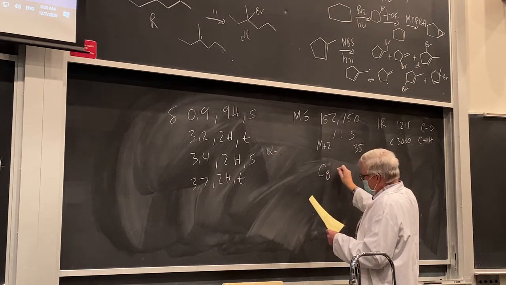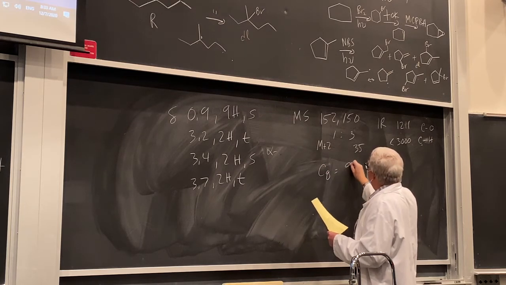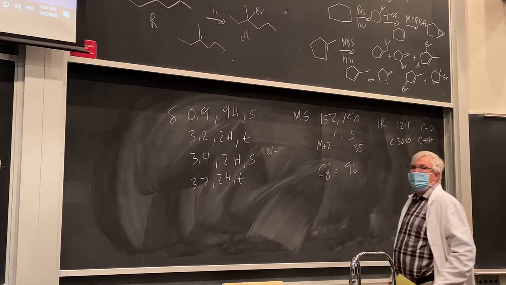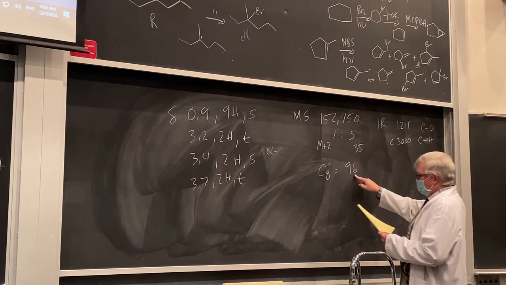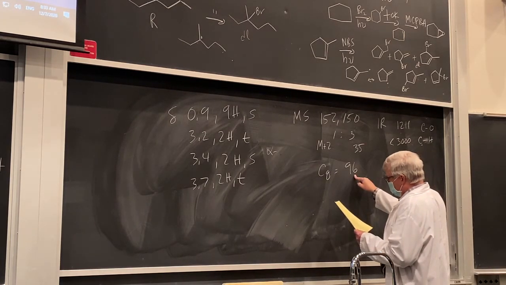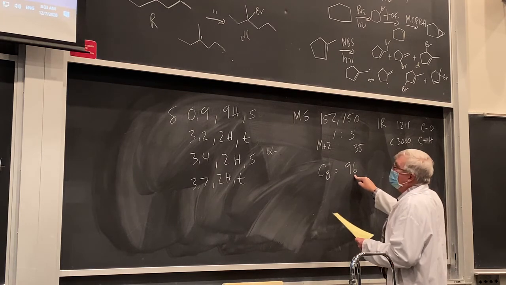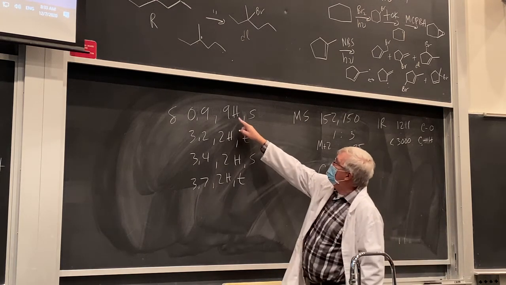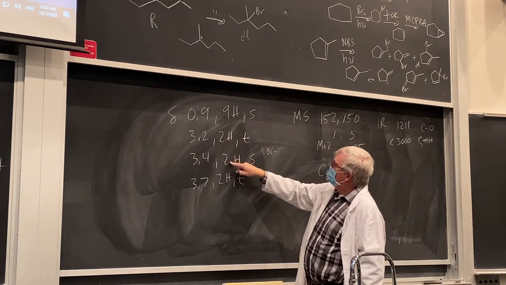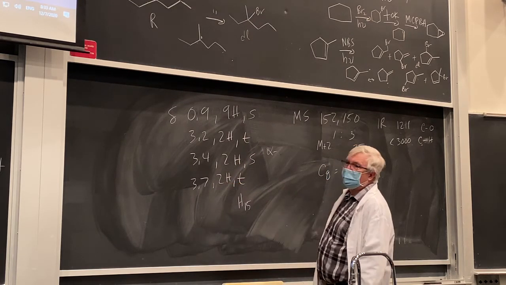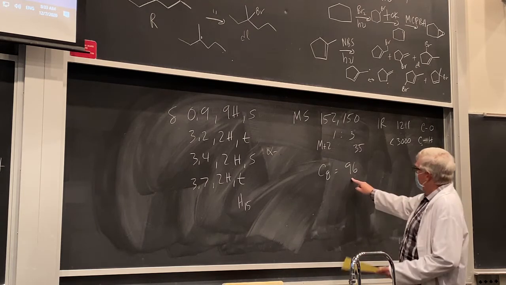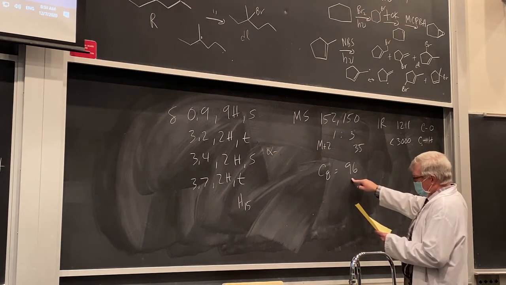If you say C8, you see you're already up to 96. 8 times 12, 96. You're already pretty high there. And then if you have, you know, how many hydrogens, you can already count them up here. 11, 13, 14, 15 hydrogens. That's what it looks like from the integration there. So you're already up here pretty high.